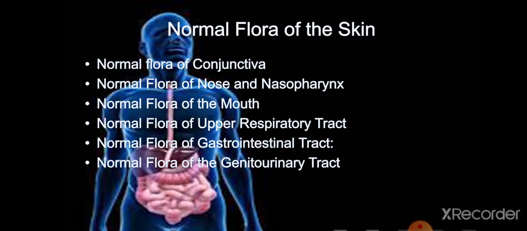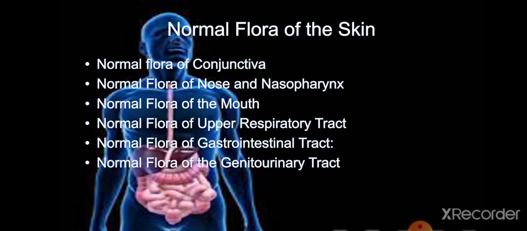The conjunctiva is relatively free from bacteria due to the presence of lysozymes in the tears which flush the bacteria. Predominant organisms of the eyes are Moraxella, Staphylococcus epidermidis, diphtheroids, Moraxella, and non-hemolytic streptococci.